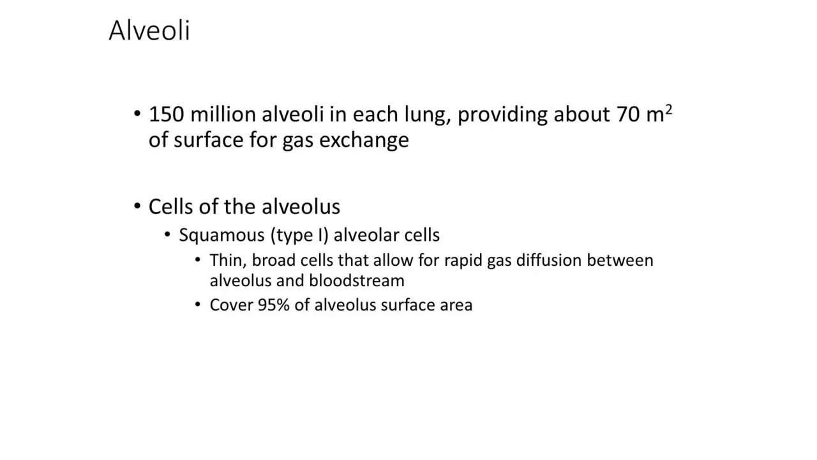Their cells are squamous type 1 alveolar cells, and these are thin, broad cells that allow for rapid gas diffusion between the alveolus and the bloodstream. And they cover about 95% of the alveolus surface area. So they are not the only type of cell, but they are the most prevalent, comprising 95% of the cells, because the main job is to exchange that oxygen and carbon dioxide.